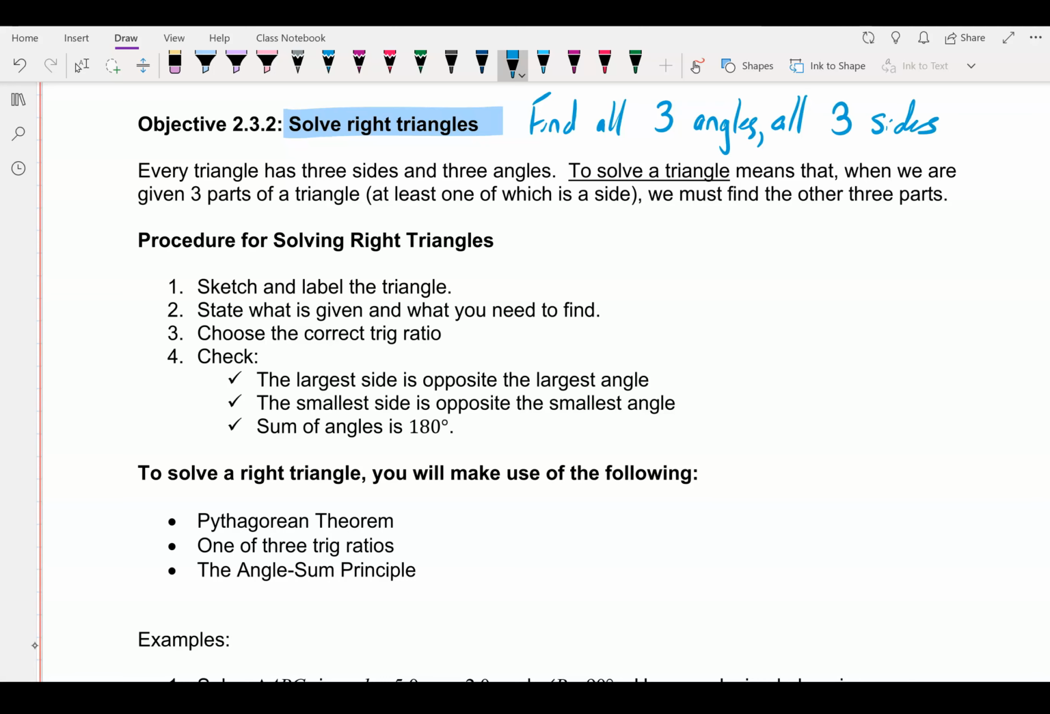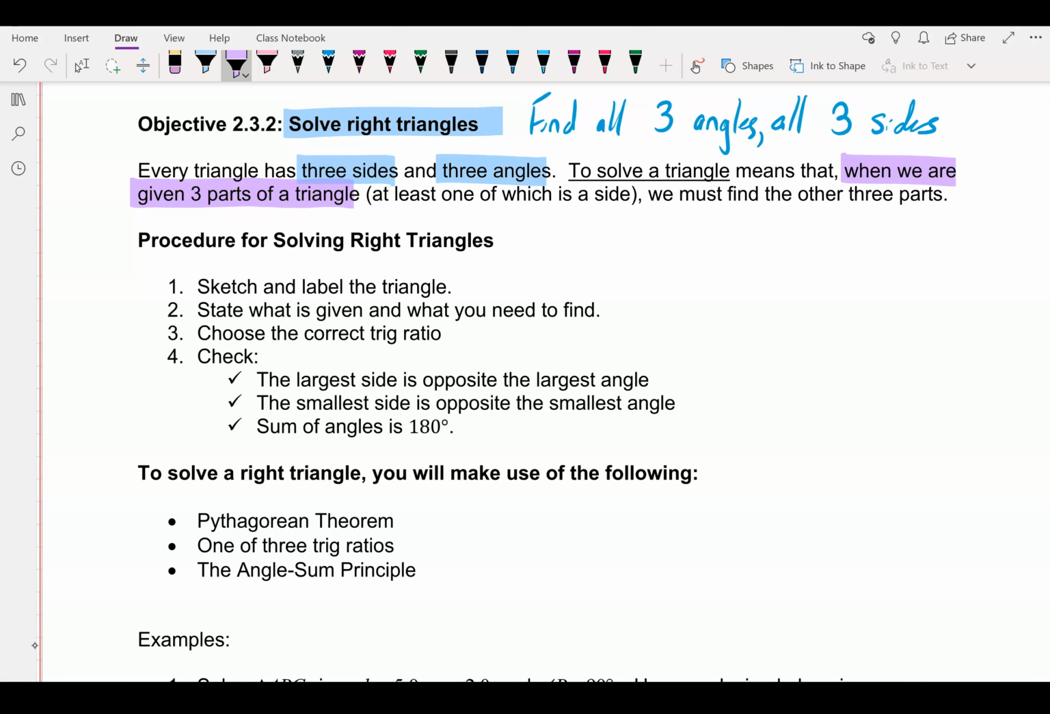That's what it means to solve a triangle. Because every triangle has 3 sides and 3 angles. To solve it means we're given 3 parts. So when we are given 3 parts of a triangle, so for example, an angle and another angle, or an angle and a side, maybe 2 sides and an angle, whatever, we need to find the other pieces.